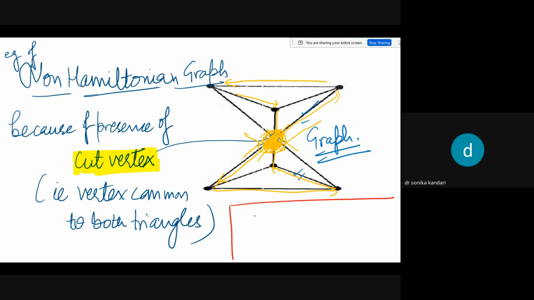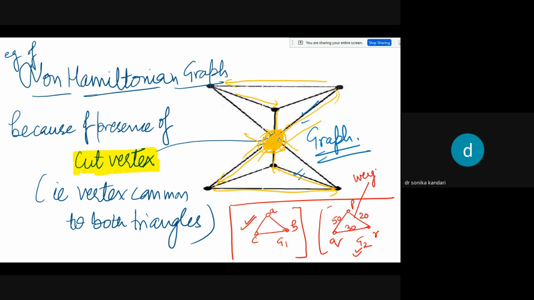See here at the bottom right hand side, I am drawing a graph. I have graph G1 and I have one more graph G2. In graph G1, I have vertices A, B, C. In graph G2, I have vertices P, Q, R. And here I have associated weights 50, 20, 30. So this is simple graph G1. But G2 is a simple graph which is also known as a weighted graph, because I have associated a weight with every edge.